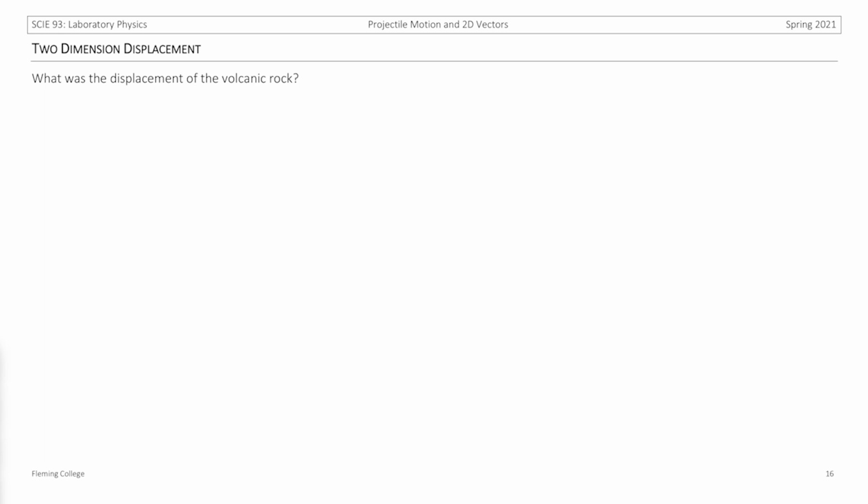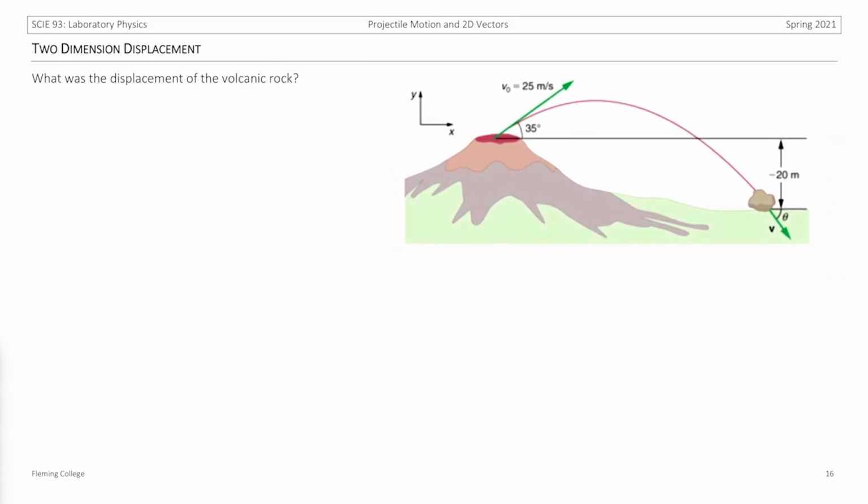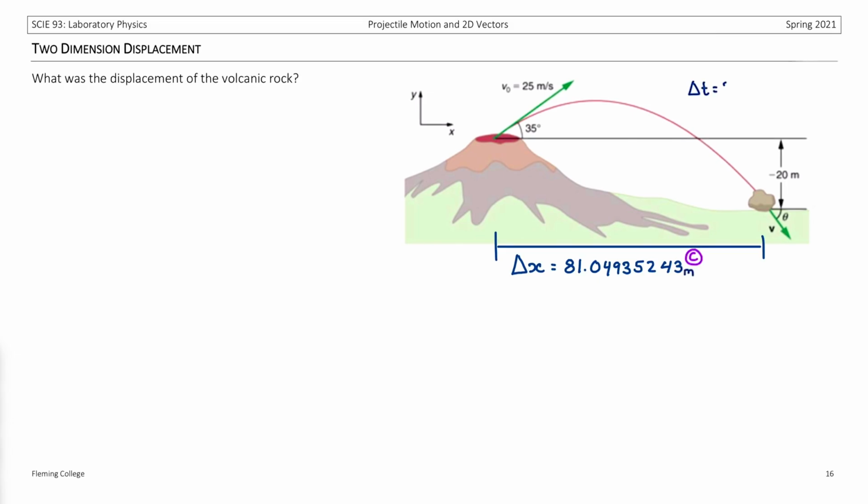Speaking of previous examples, let's look at what two-dimensional displacement is, and let's look at our volcanic example from earlier. So what was the vector displacement of that volcanic rock? Well, first of all, remember, we calculated the horizontal displacement, and that gave us a delta x in full resolution of 81.04935243 meters. I'm going to store this in my calculator as value C. And we also had a time elapsed of 3.957719595 seconds. Again, let's store that in the calculator in memory bank D.